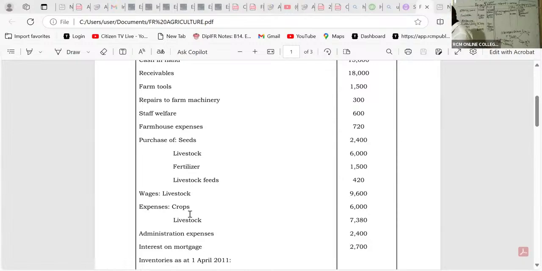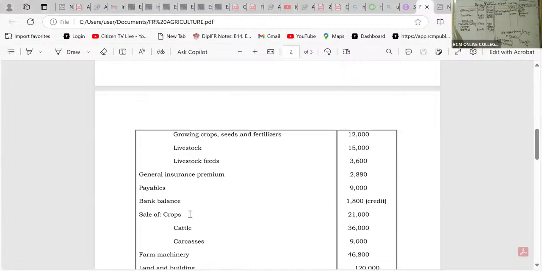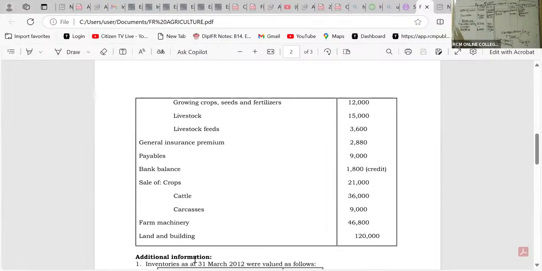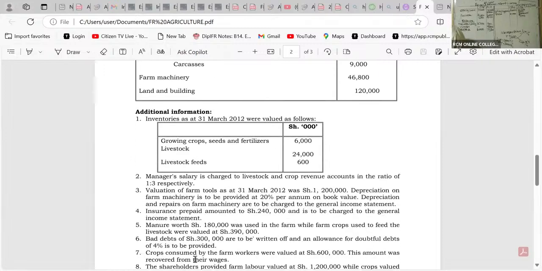All right. We can see inventories at the beginning, which we've already captured. Then I can see general insurance premium. I can see payables here, ladies and gentlemen. Sales, we have been able to capture. Farm machinery will go to the balance sheet. Land and building will go to the balance sheet. Then let's now look at the notes.